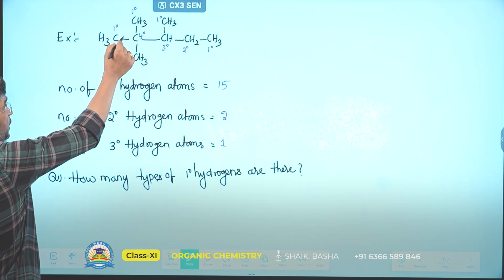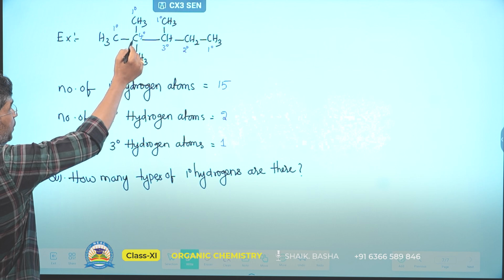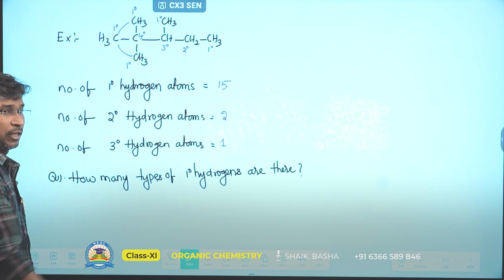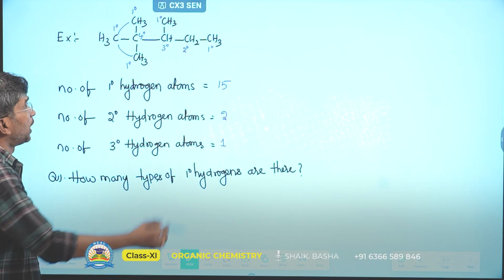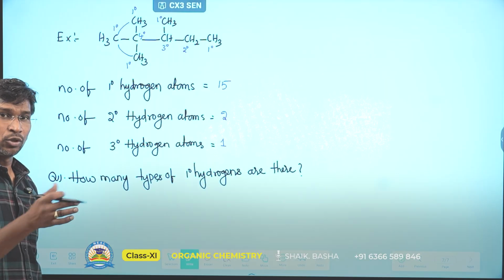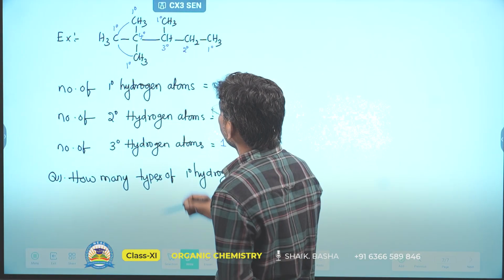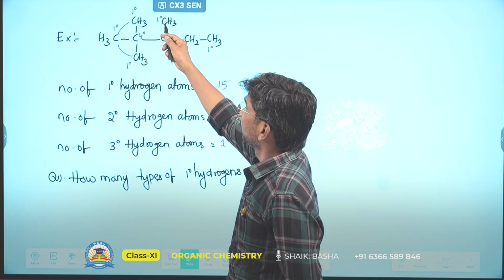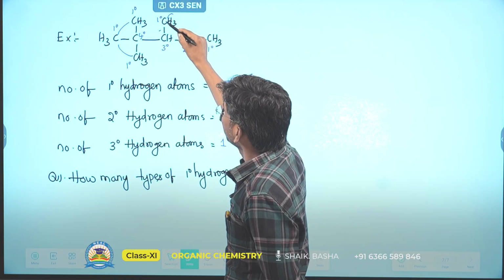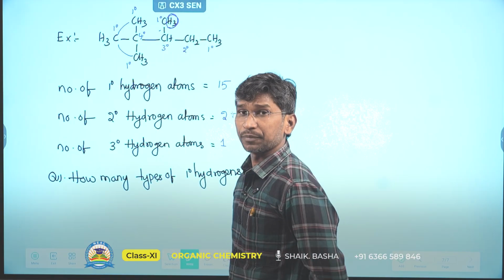This primary carbon is connected to quaternary. This primary carbon is connected to quaternary. This primary carbon is connected to quaternary. So all 3 carbons are the same type of primary carbon atoms. All 3 being the same type of carbon atoms means the hydrogens attached to those carbon atoms are also the same. What about this primary carbon? This primary carbon is connected to tertiary, so its hydrogens differ from these 3.